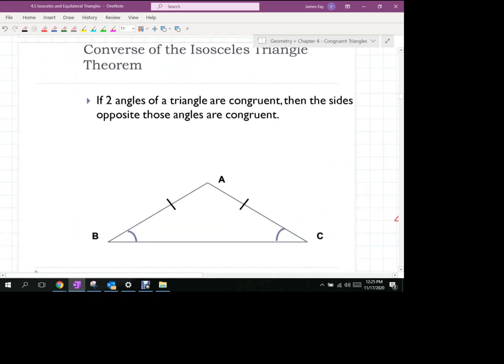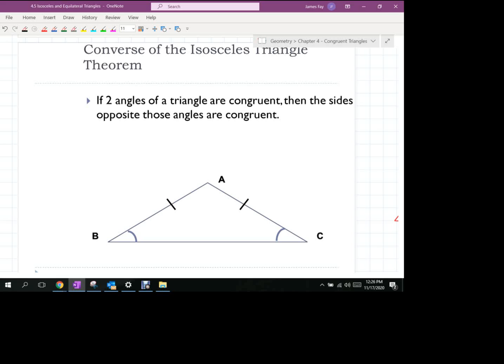Converse of the isosceles triangle. See what the converse does? The converse says you take the if part and the then part and you flip-flop them. Okay? So we do have a theorem here that the converse is true for. So we could actually take the original isosceles triangle theorem and this theorem and write them as an if and only if statement. Okay, a biconditional.